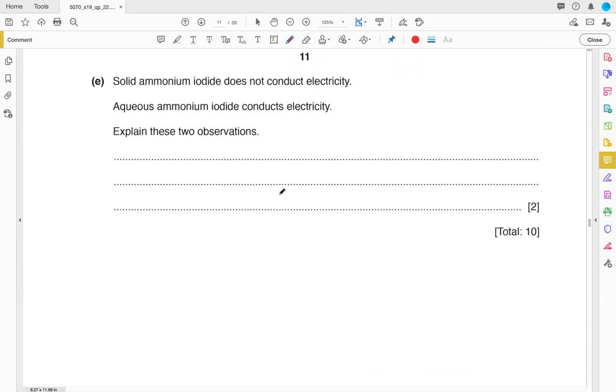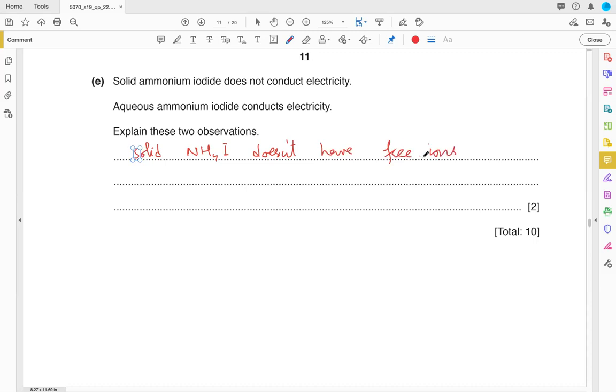All right, solid ammonium iodide does not conduct electricity. Obviously, it doesn't come as a surprise to us. It doesn't conduct electricity because it doesn't have any free ions, right? It's an ionic compound. And next thing is aqueous ammonium iodide does conduct electricity because it's dissolved in water. Why is that? That is because ammonium iodide, when you dissolve it in water, it ionizes. So solid ammonium iodide, you can write this formula if you want, doesn't have free ions. That is the reason that they're not able to move.